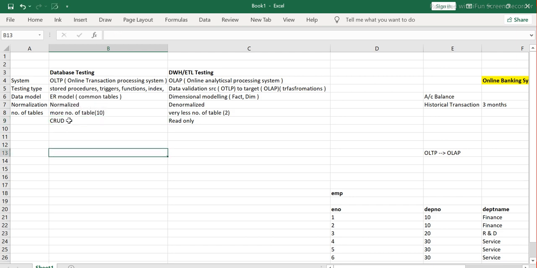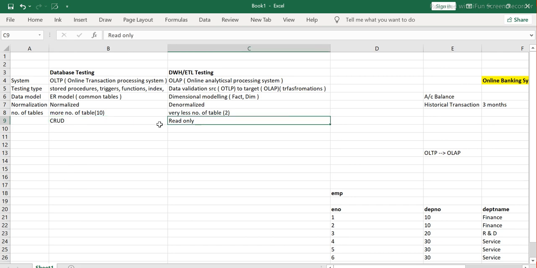They don't need to do any other operation, right? They only have to read, they want to just fetch the information. So that's why OLTP database testing will involve CRUD operations. However, ETL testing will involve only read operations. So that is the type of database operation.